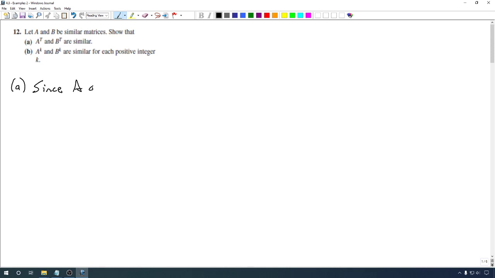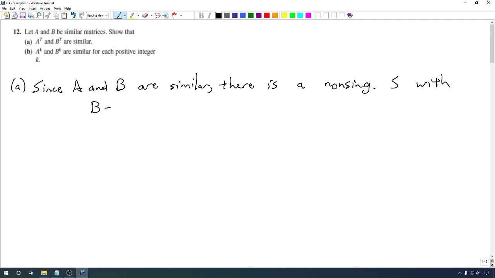Since A and B are similar, that means there is a non-singular matrix S with the formula B is S inverse AS. And now we're in a position where we can take this information that we have here and apply it to this situation. How can we start with this formula here and look at the transposes?